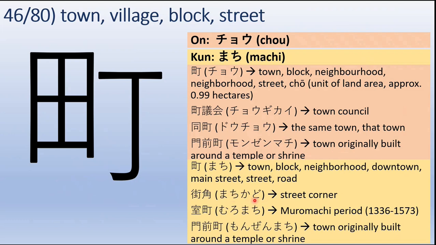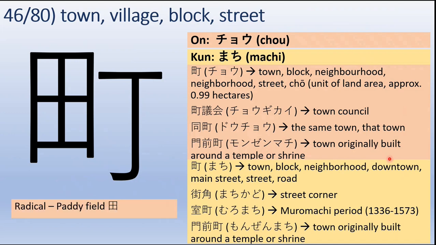Machikado means street corner. We have Muromachi, which is the Muromachi period that lasted from 1336 to 1573. And we have Monzen Machi once again. So it's the same meaning, that is town originally built around a temple or a shrine.